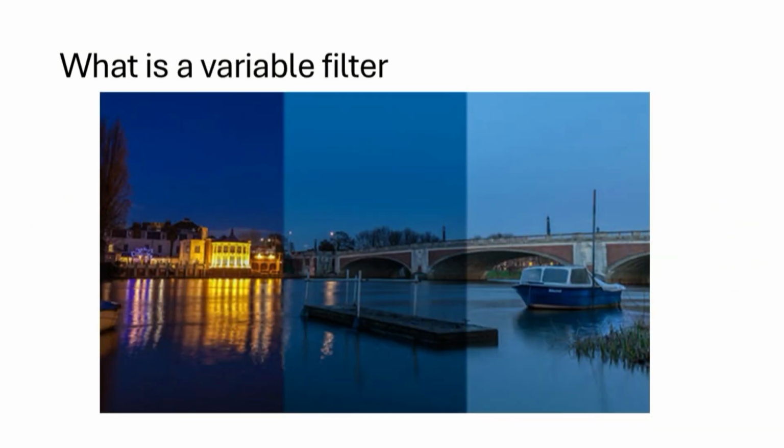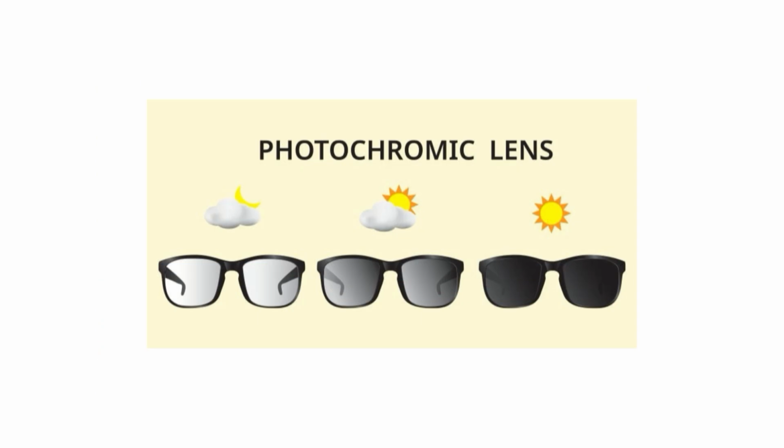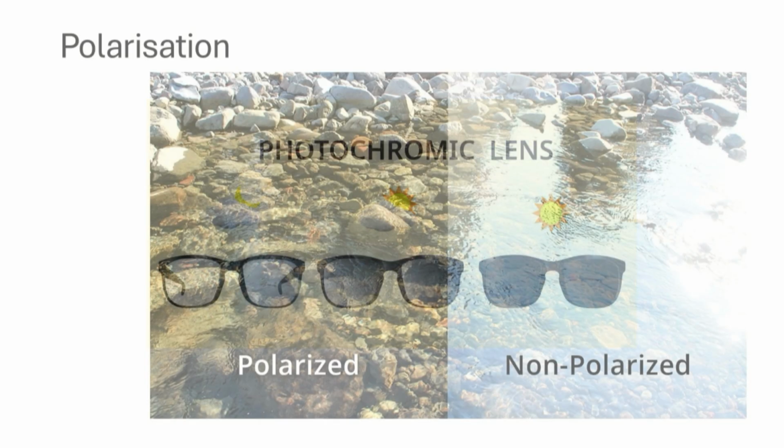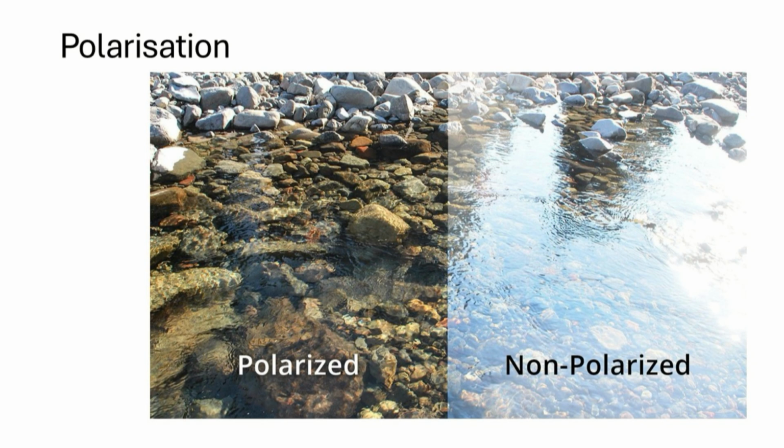Variable transmission tints. These filters can adjust their transmission properties based on external factors such as light intensity. The most common type is photochromic. Polarized lenses are a type of optical filter designed to reduce glare from reflective surfaces, such as water, snow, or glass. They work by blocking specific orientations of light waves, particularly horizontal ones, which can be responsible for glare.